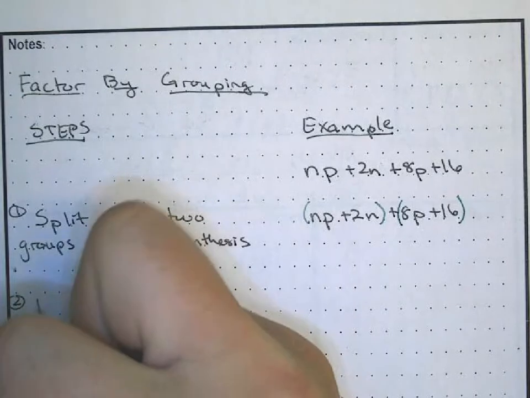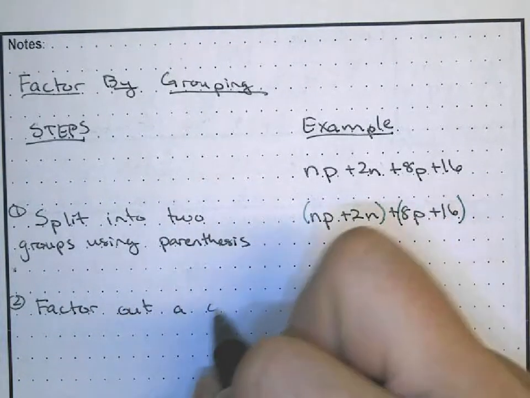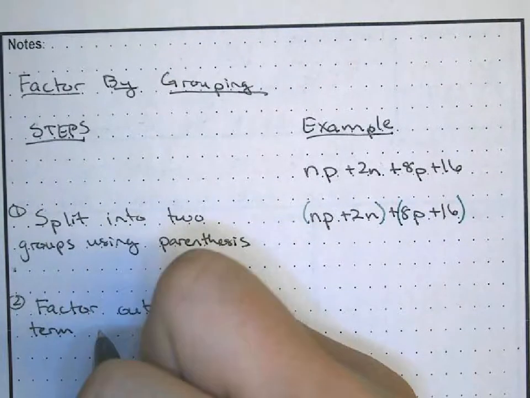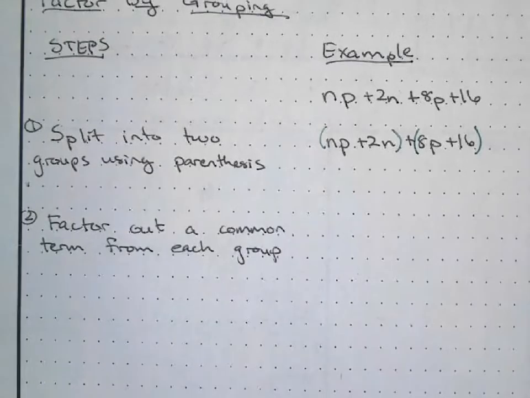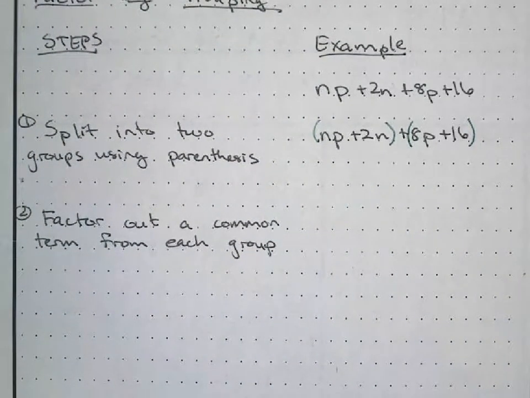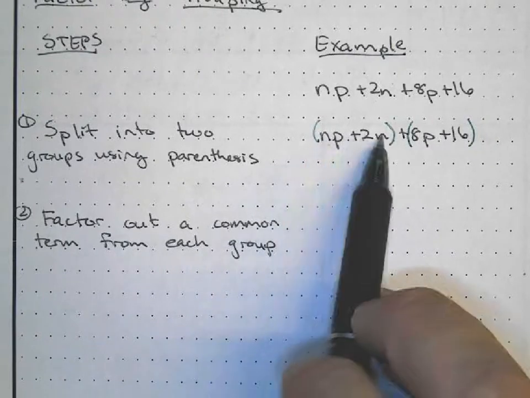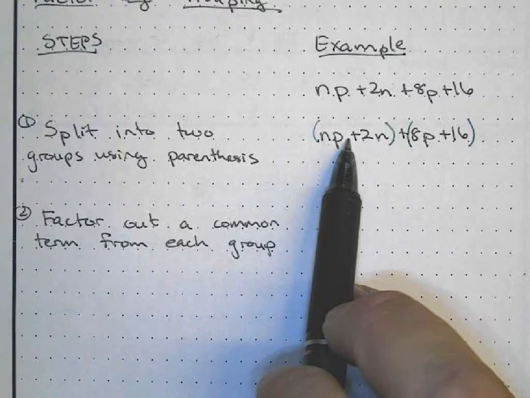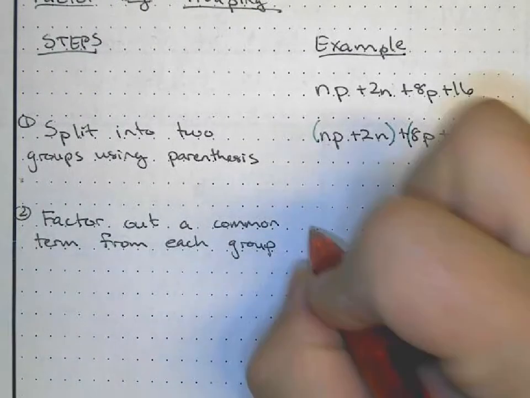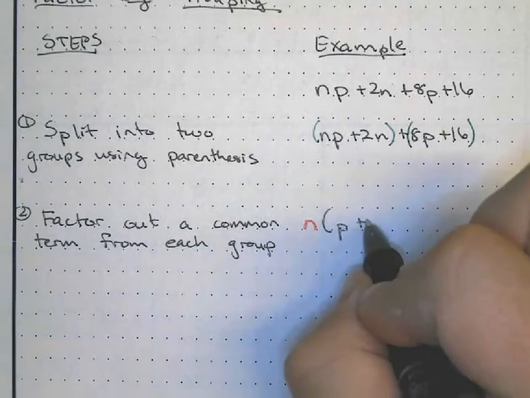My next step is to factor out a common term from each group. So right here, if I'm looking at this first group, what's a term that's common to each term here? Well, this one has an n and this one has an n. So I can factor out an n, and then what I have left behind is p plus 2.